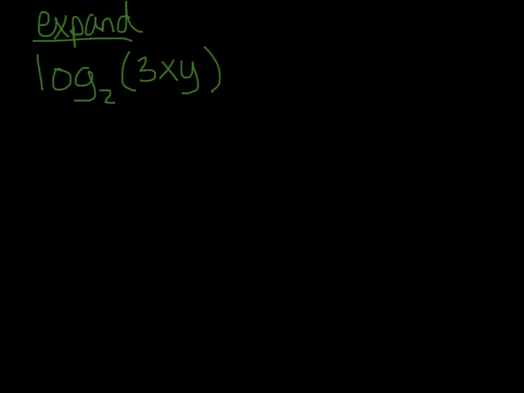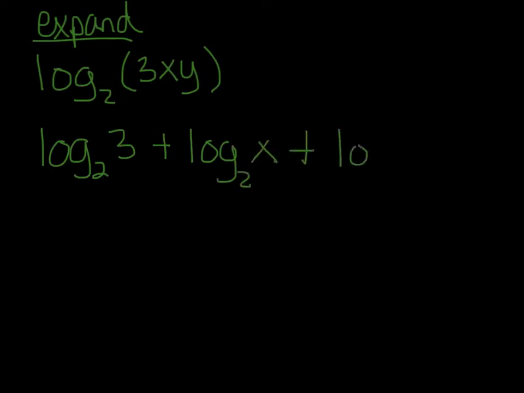Alright, so we're going to expand log base 2 of 3xy. So we have a product of three numbers, so we're going to turn that product into the sum of log base 2 of 3 plus log base 2 of x plus log base 2 of y. Each one gets its own logarithm, and since they're all being multiplied here, essentially each multiplication turns into an addition, like that.